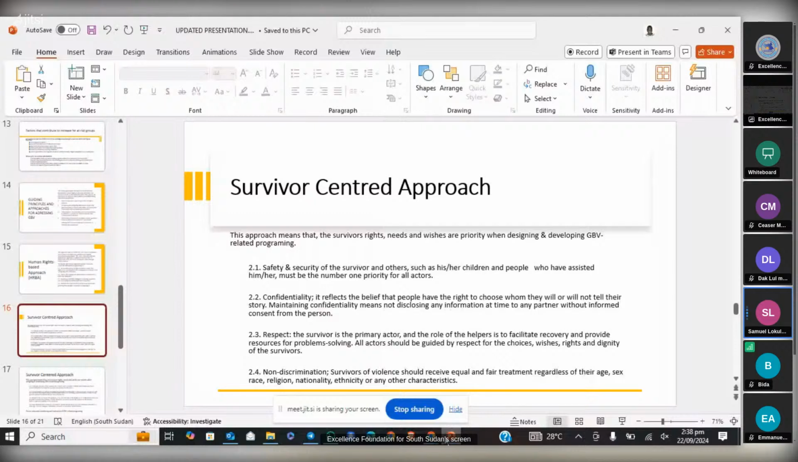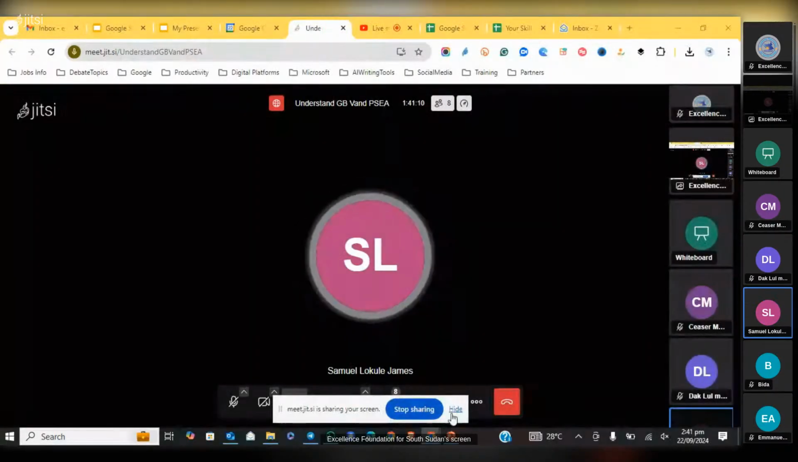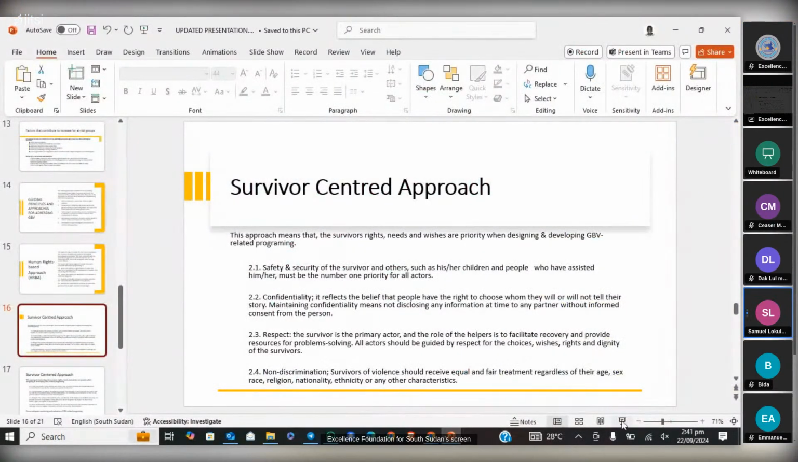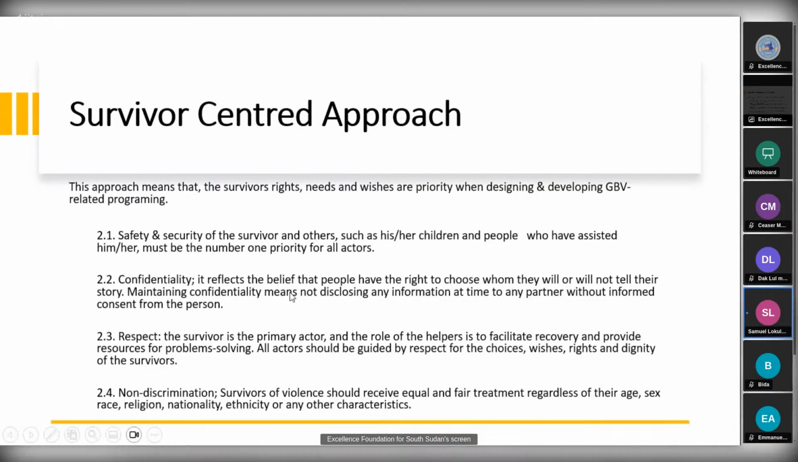It has to be with you and should be reported to the right people. So sometimes when you're talking to these people, you need to ask for that consent. I wanted to share your information to so and so, can I? And then if she says no or he says no, you don't have the right to share the information. Bullet number 3, respect: the survivor is the primary actor, and the role of the helper is to facilitate recovery and provide resources for problem solving. All actors should be guided by respect for the choices, wishes, rights, and dignity of the survivor.